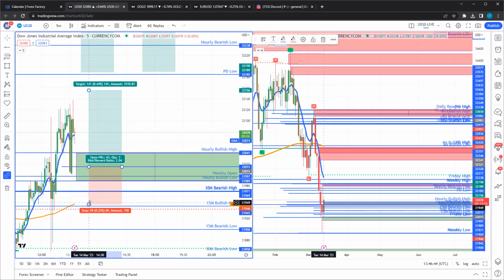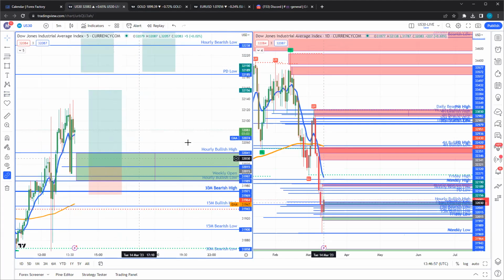Right? But this one I'm definitely going to use confluences. So put my stop loss below the 30-minute bearish high. This is a filler lot, so this wouldn't be a big lot size. So if price does come down there, let me know.